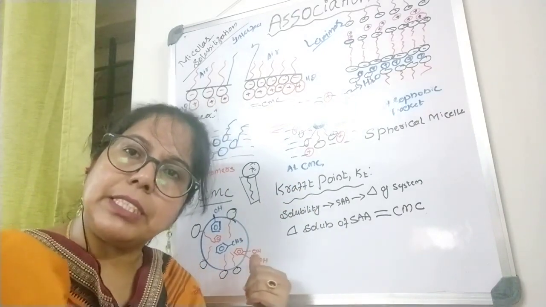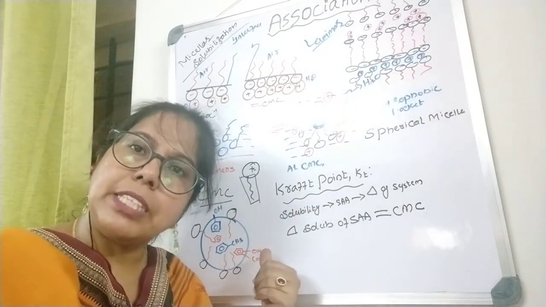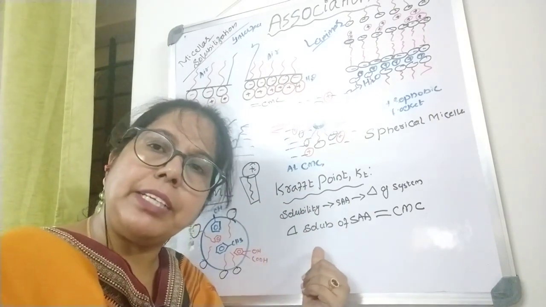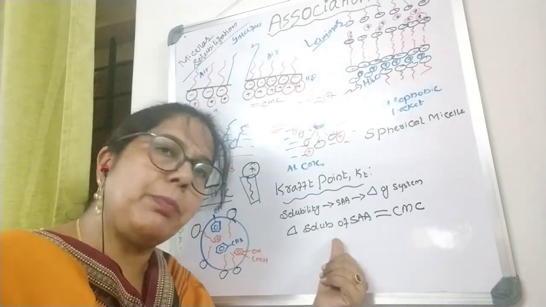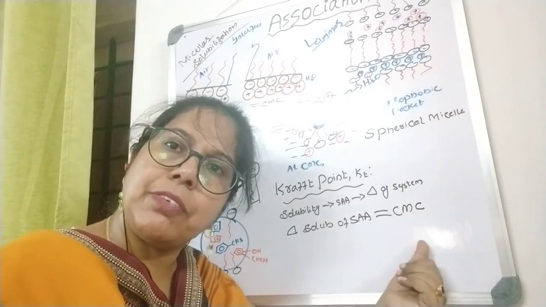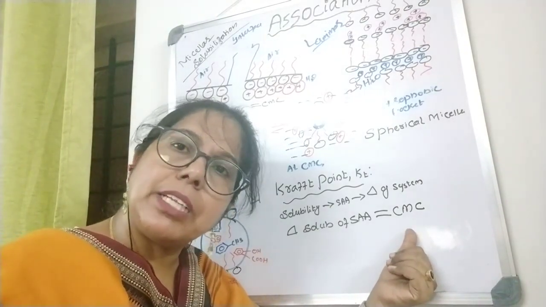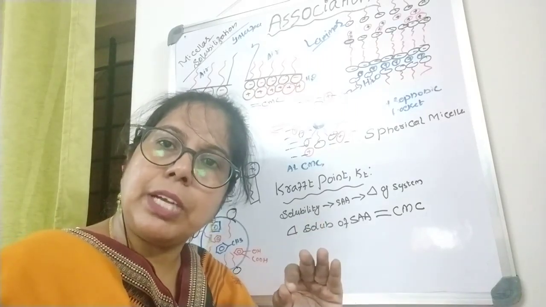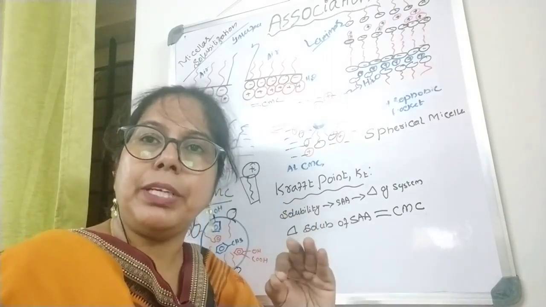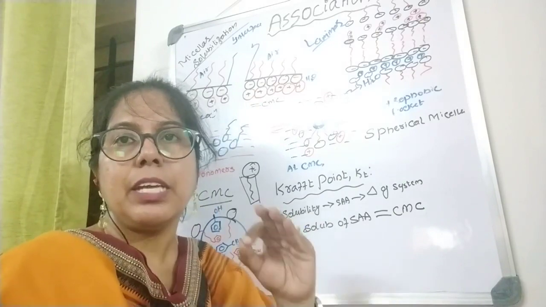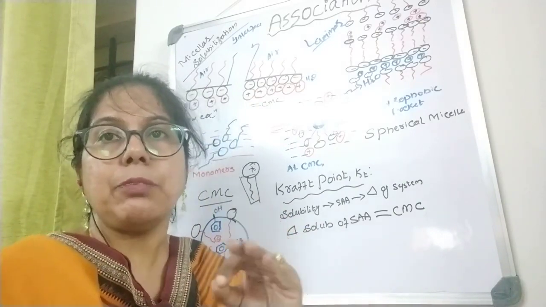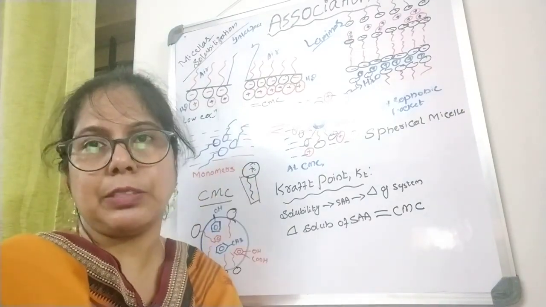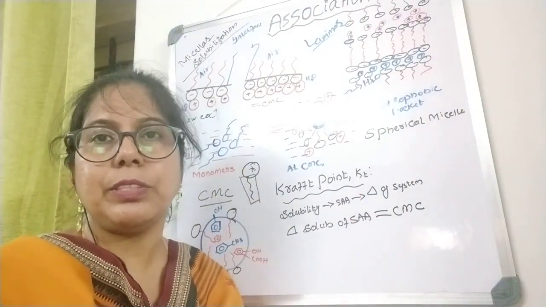And where does CMC come in as a definition? CMC is the critical micellar concentration, whereas Kraft point is the temperature at which the solubility of surface active agent is equivalent to the critical micellar concentration. And the application of association colloids is to increase the solubility of poorly soluble drugs by the micellization process. Hope you understood. Thank you.